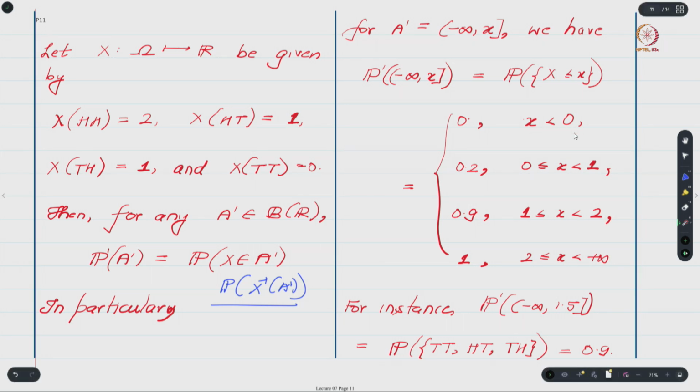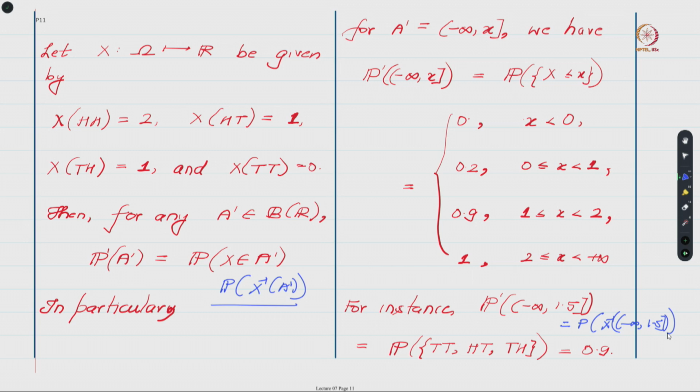ranges. When x is less than 0, P prime will assign the value 0. When x is between 0 and 1, P prime will assign the value of 0.2 for this interval, and so on and so forth, and one can quickly check why that is the case. So if you take P prime of the interval minus infinity to 1.5, what we have to do is look for P of X inverse of (minus infinity, 1.5].